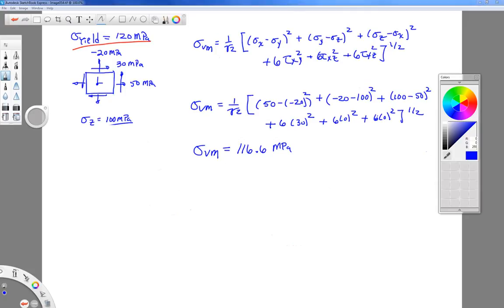Okay, now what we need to do is compare this to the von Mises stress in a tension test when the material yields. Let me switch over to my red color again. And like before, in a tension test, we have a uniaxial stress state. When the material yields, the stress in the vertical direction is the yield stress. The von Mises stress can be found by applying this same big long equation to the uniaxial stress state.